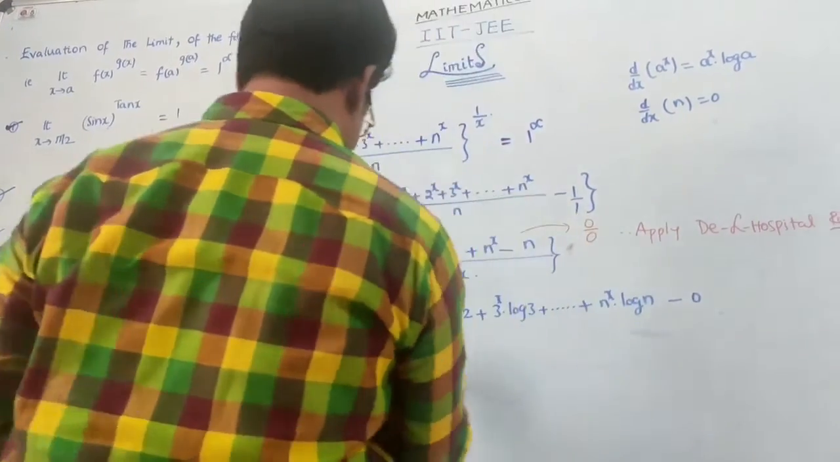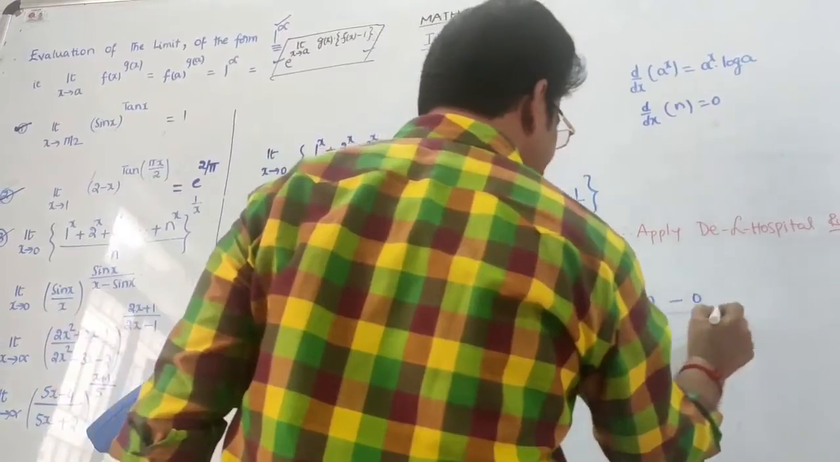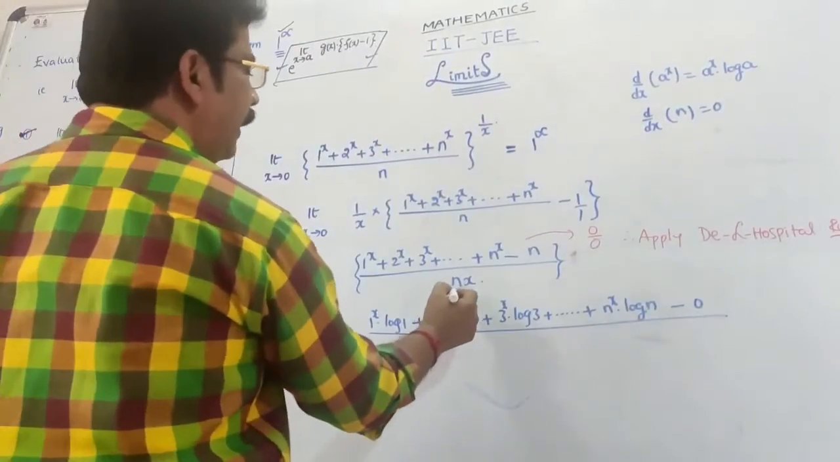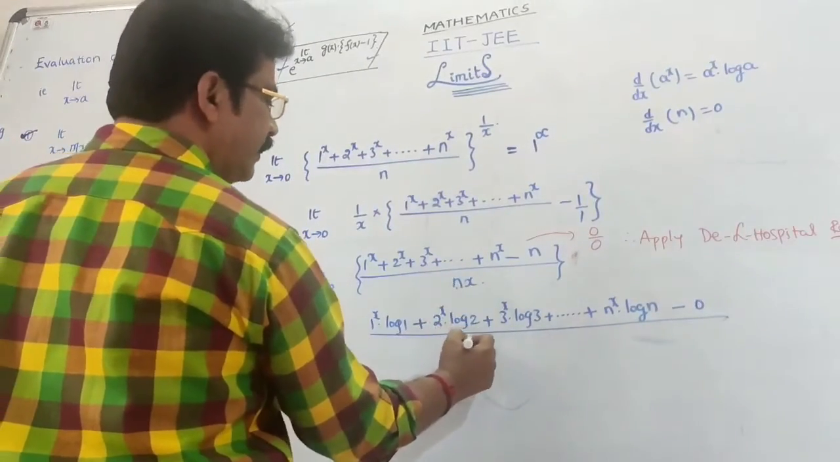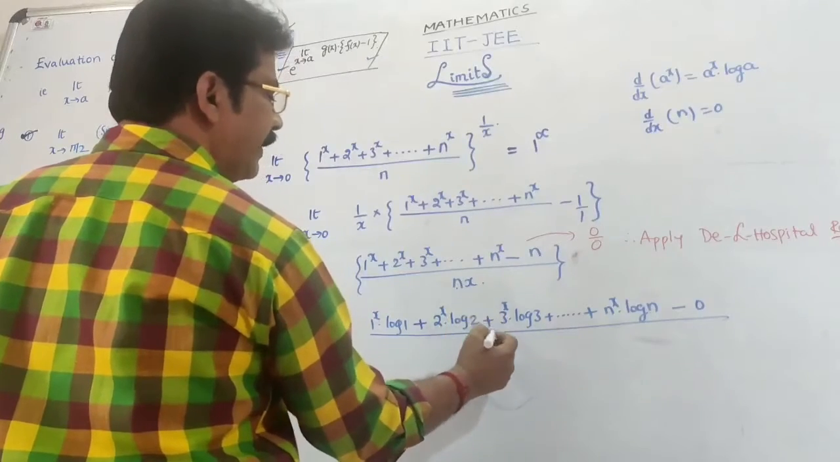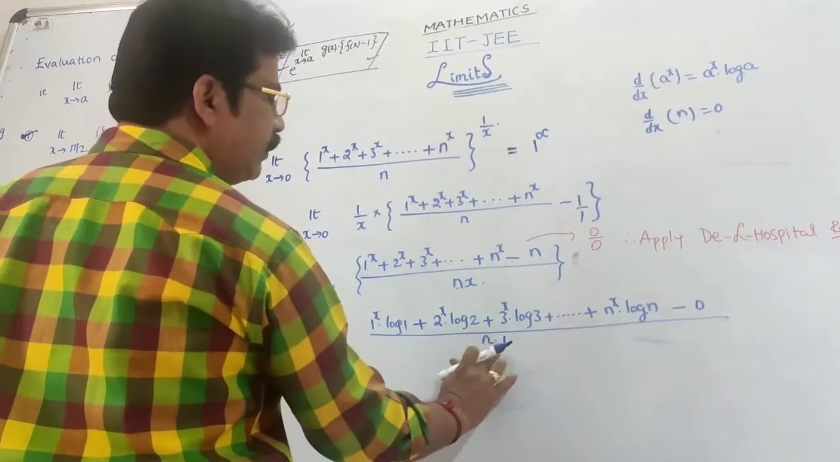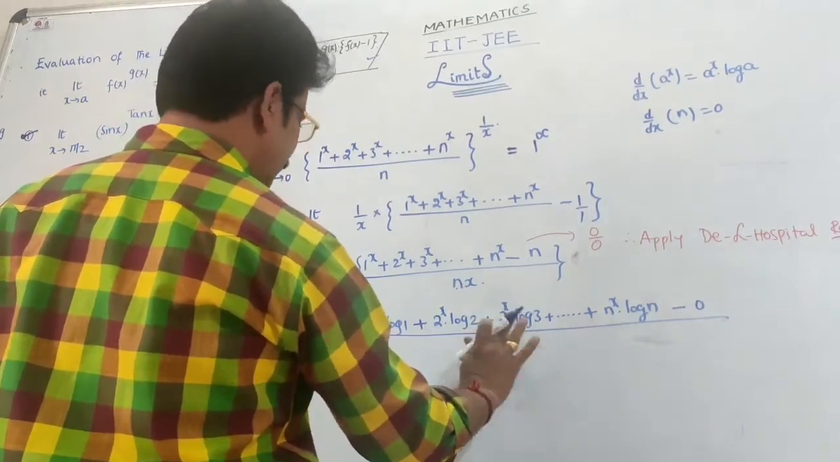So divided by, whole divided by d by dx of n into x, which means n into d by dx of x, equal to 1. n into 1 equal to n.